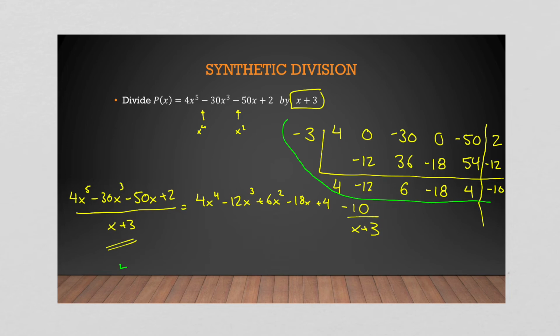You could have just 4x to the 5 minus 30x cubed minus 50x plus 2 equals x plus 3 times 4x to the 4 minus 12x cubed plus 6x squared minus 18x plus 4, and then minus 10. You could write it like that as well. Either one is good. So again, synthetic division makes life quite a bit easier.